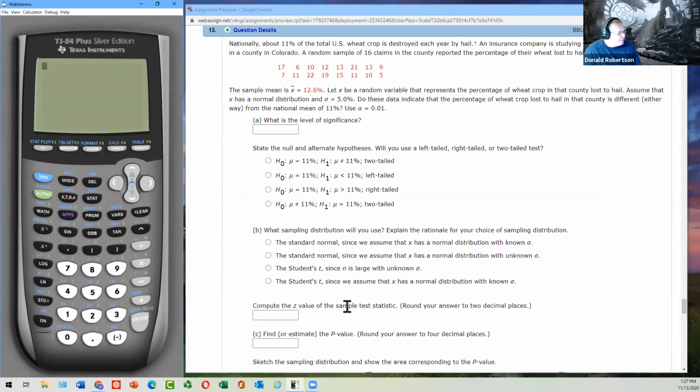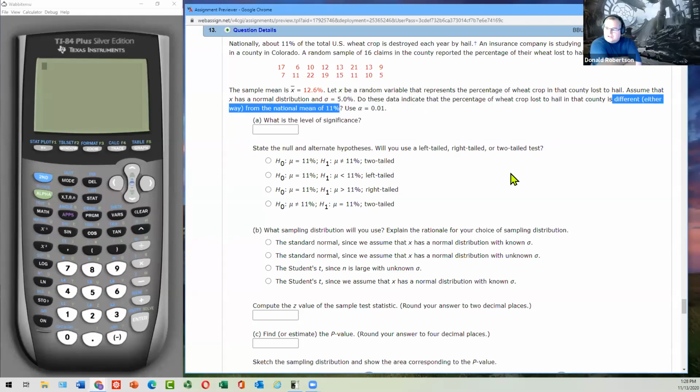Okay, this is question 13. And in question 13, there's 2, 4, 6, 8, 10, 12, 14, 16 data points, which is verified there. And we are looking for evidence that it's different from 11%. Right, so different. So it could be bigger, it could be less. We're just trying to find evidence that it's not 11%.